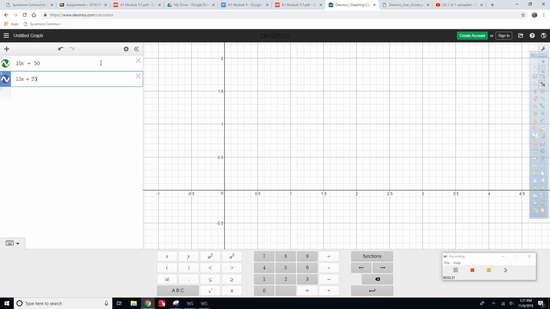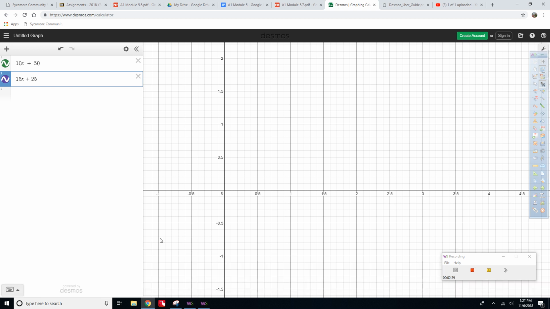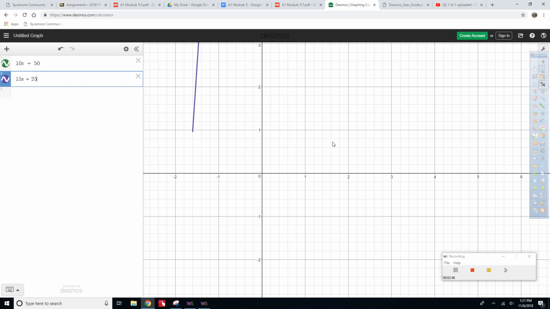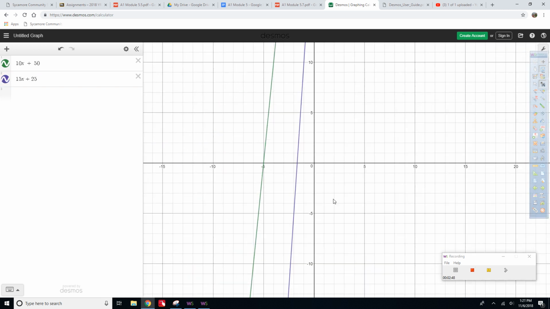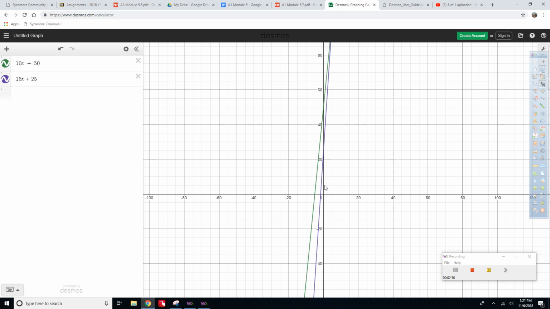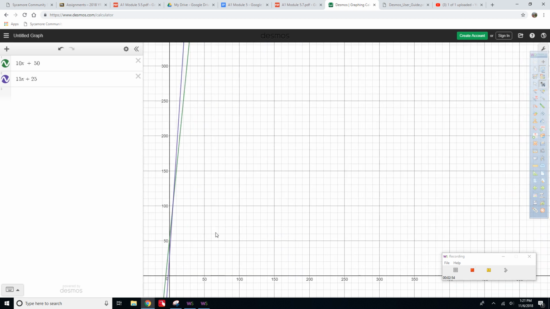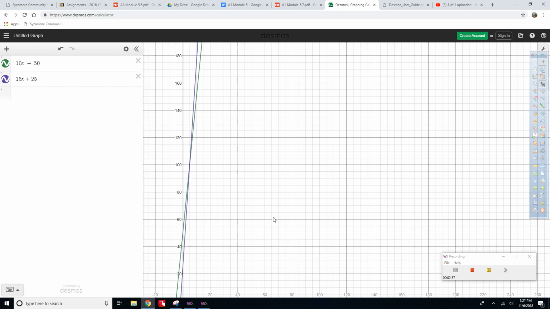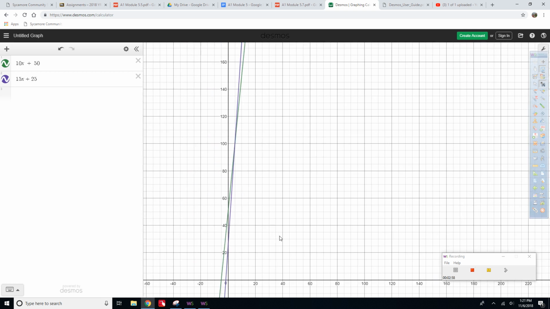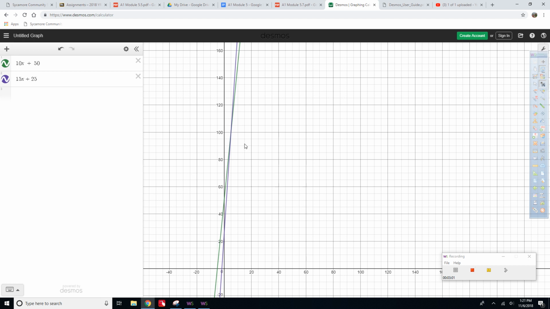Now hold on, why aren't they showing up? Any idea? Press enter. Nope, that's not the reason. What's the y-intercepts? And that's why they're not showing up. You see them? So what we want to do for these is zoom way out. Zoom way out. Okay, and now let's slide this over and zoom in a little bit. So here you see our equations.